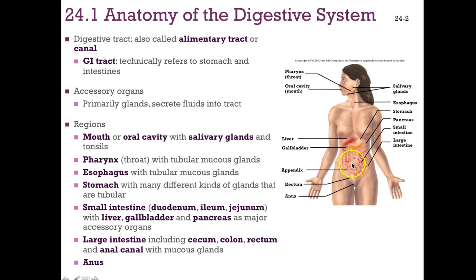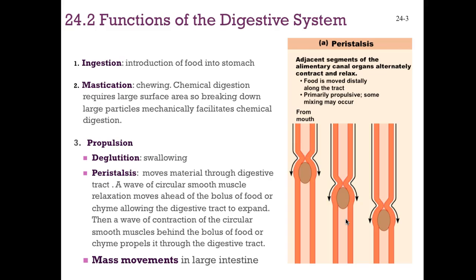Our small intestines is then going to lead us into the large intestines, which will include the cecum, which would be this blind pouch right over here, and continue up across the abdomen, moving on down, and eventually to the rectum and the anal canal. They are going to contain mucus glands within them as well. And of course, the contents will be defecated at that point.